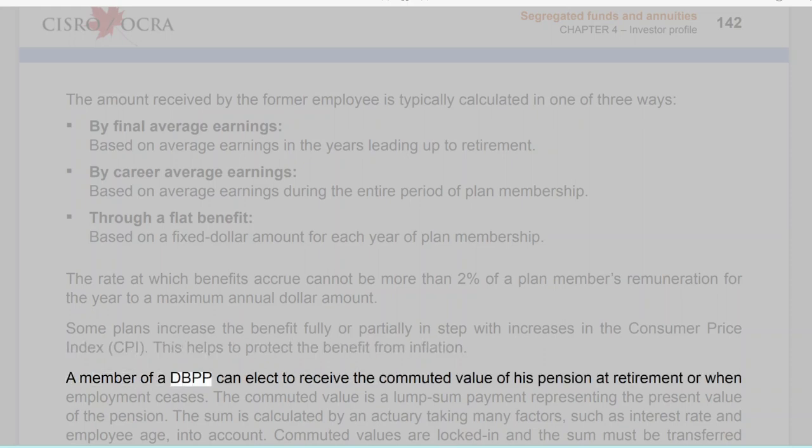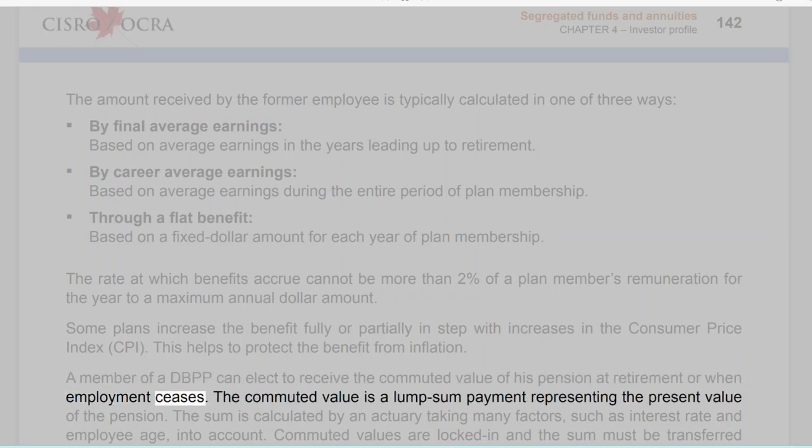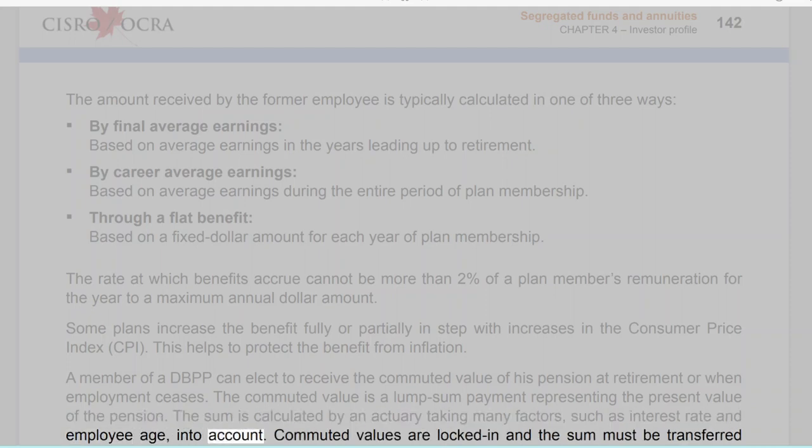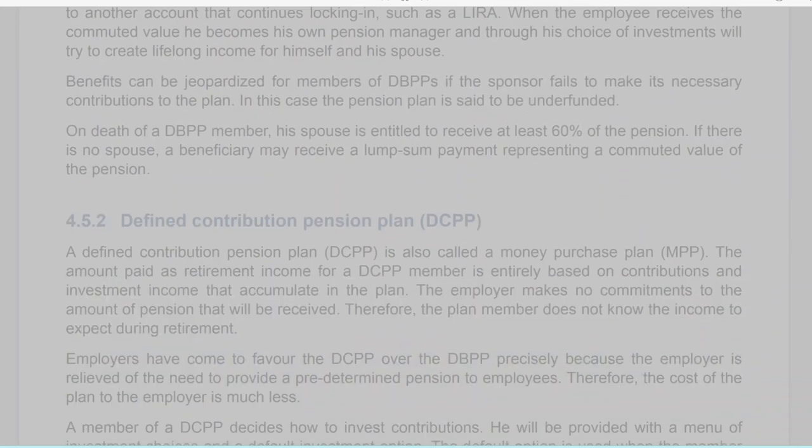A member of a DBPP can elect to receive the commuted value of his pension at retirement or when employment ceases. The commuted value is a lump sum payment representing the present value of the pension. The sum is calculated by an actuary taking many factors, such as interest rate and employee age, into account. Commuted values are locked in and the sum must be transferred to another account that continues locking in, such as a LIRA. When the employee receives the commuted value, he becomes his own pension manager and through his choice of investments will try to create lifelong income for himself and his spouse.